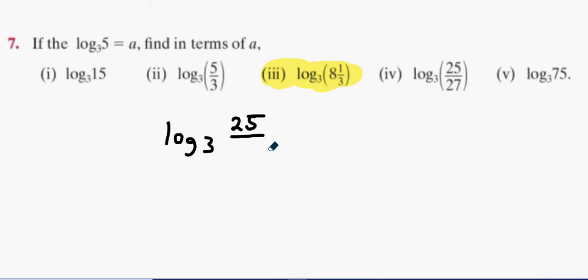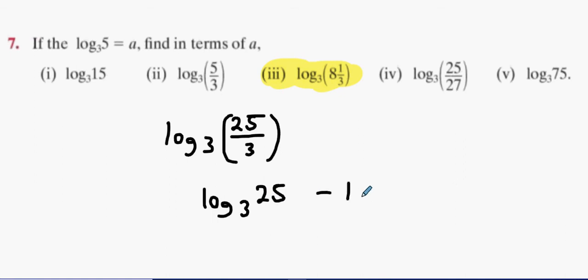Now, I'm going to go the opposite way this time. What's the opposite way? Turn division back into subtraction. So what do we do here? Log 25 base 3, take away log 3 base 3. Anybody can tell me what log 3 base 3 is? 1, thank you.